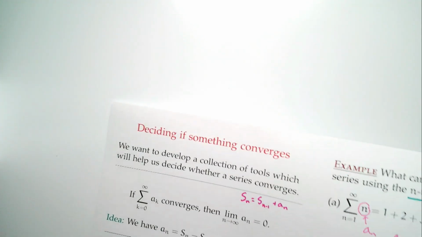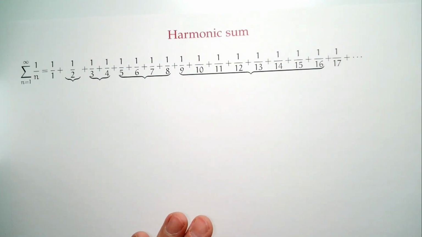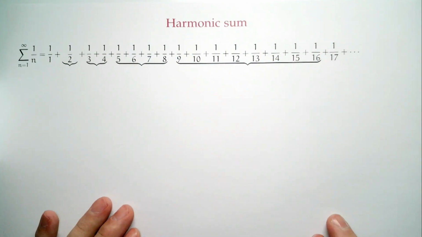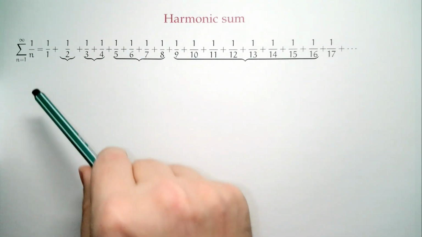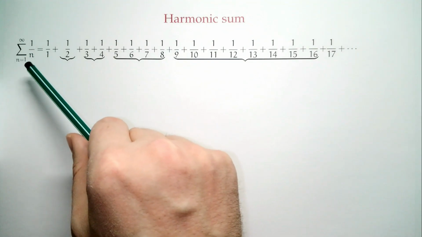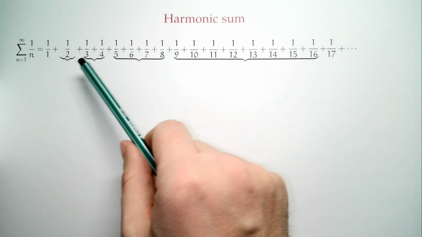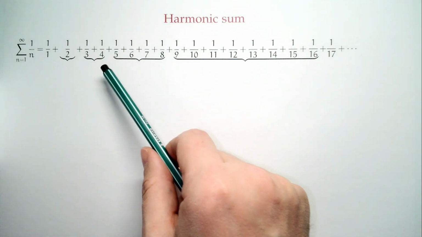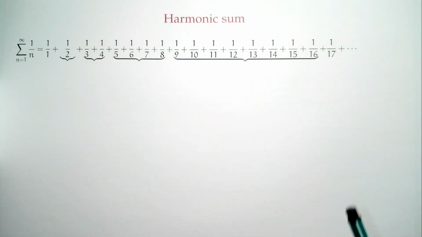All right, well, let's start with a very famous sum. And it even has a name, so it must be famous. This is called the harmonic sum. And what is it? Well, you start from 1 to infinity of 1 over n. So you get 1 over 1 plus 1 over 2 plus 1 over 3 plus 1 over 4 and so forth. All these things.